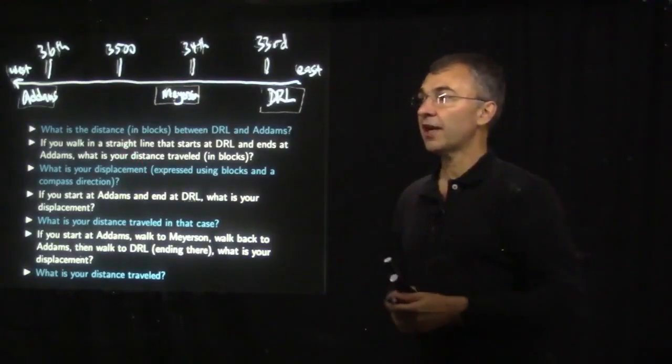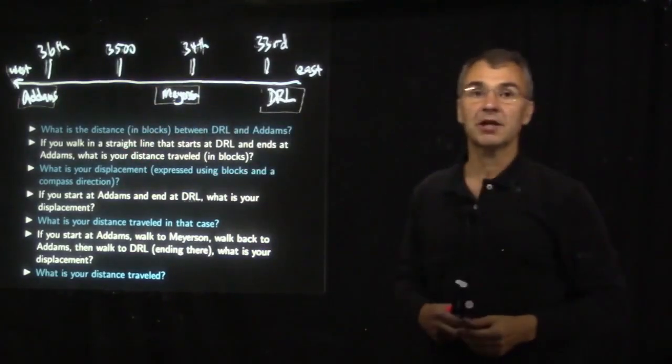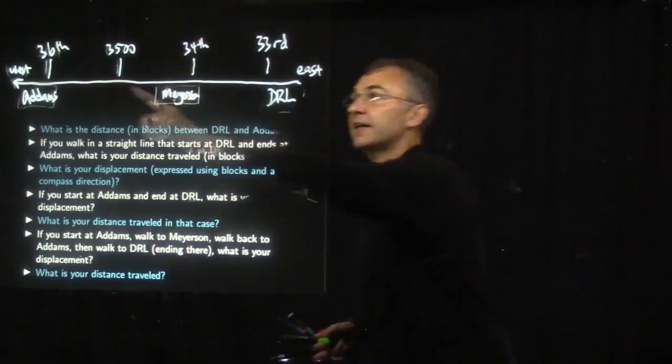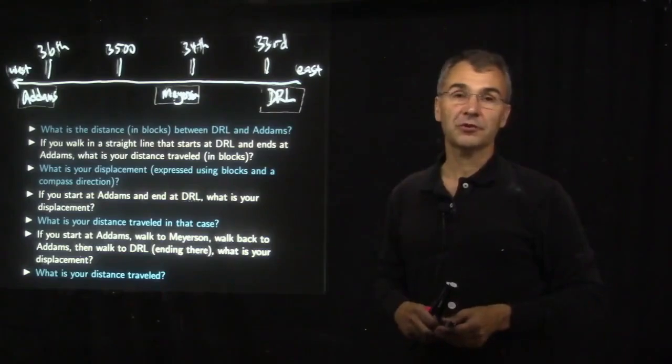So what is your distance traveled if you walk in a straight line that starts at DRL and ends in Addams? I would say it's 1, 2, 3 blocks, because I didn't change direction, and I started out, let's say, at x equals 33. I ended at x equals 36. That's a difference of 3 blocks, and absolute value is 3 blocks, so that's it, 3 blocks.